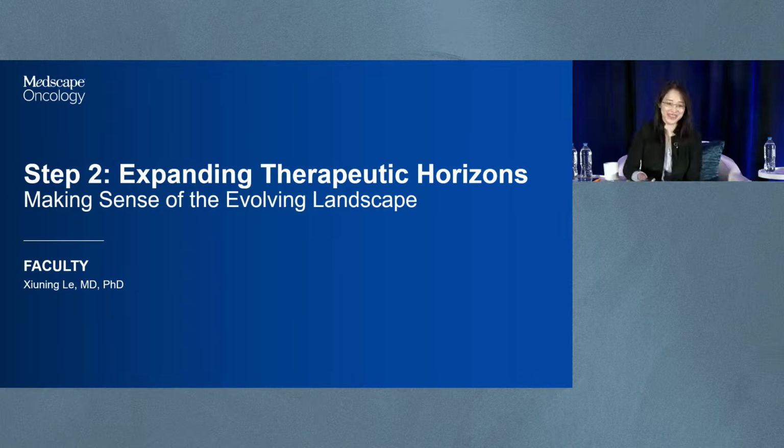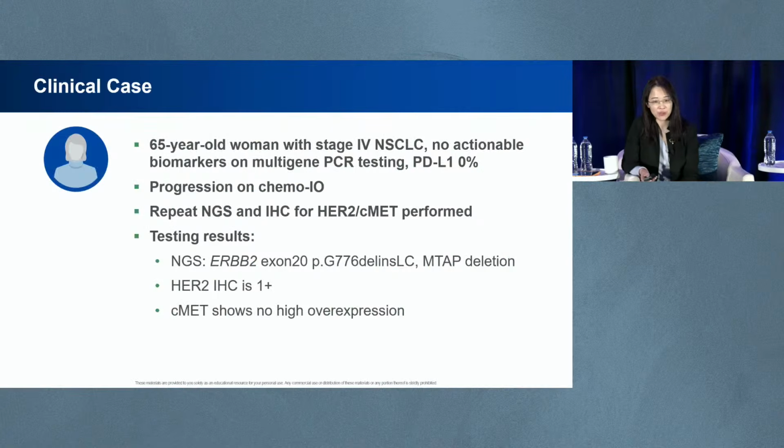Yang. So that was a really comprehensive discussion of the testing. So now we detected this genetic alteration, and like Dr. Yang clearly stated, this is a mutation in the TKD domain, an oncogenic driver. So what can we do to serve this patient after the chemoimmunotherapy progression?